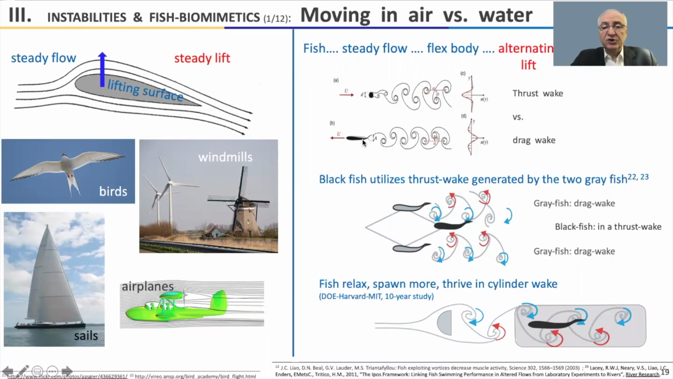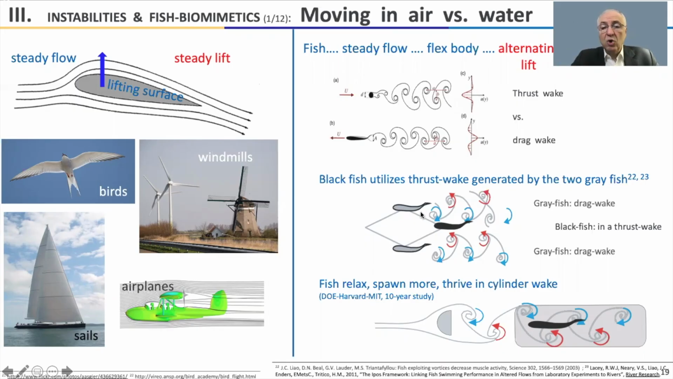If you look at a fish in forward motion, it generates, by flexing its body, undulating basically at a certain frequency, an alternating wake, which is a drag wake because the fish is putting energy into the flow. On the other hand, if you look at a stationary cylinder in a steady flow, it also generates an alternating wake, but it's a thrust wake because the cylinder puts a resistance against the flow.